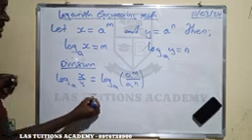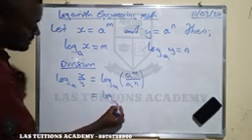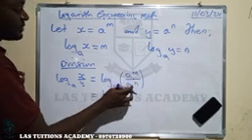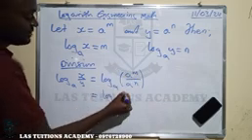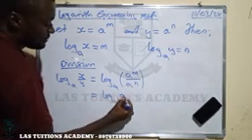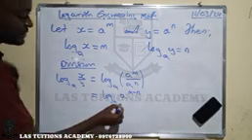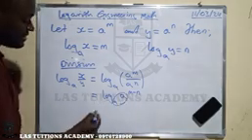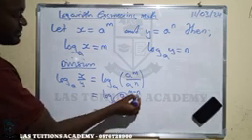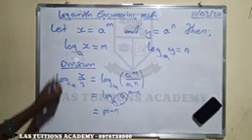So this becomes log base n. Here, since we have the same base, we can subtract the powers. So we're going to have m minus n. Since the bases are the same, this is going to give us the power as our answer. So m minus n.